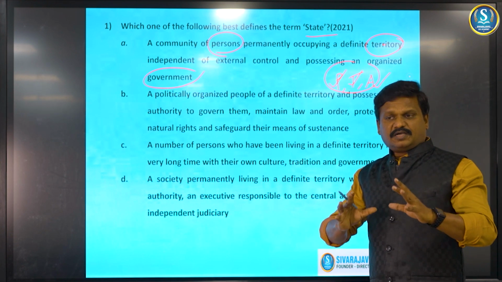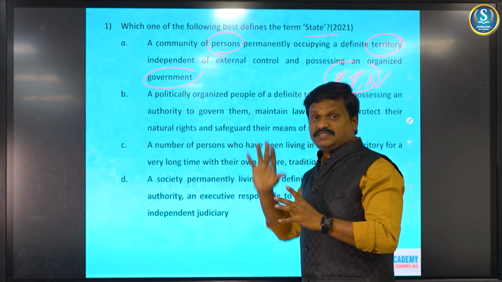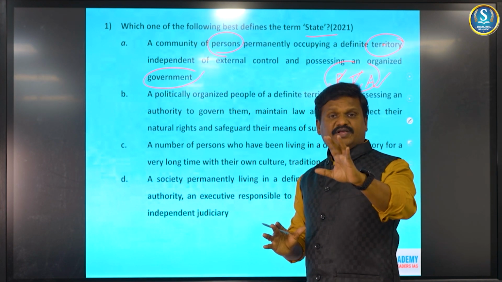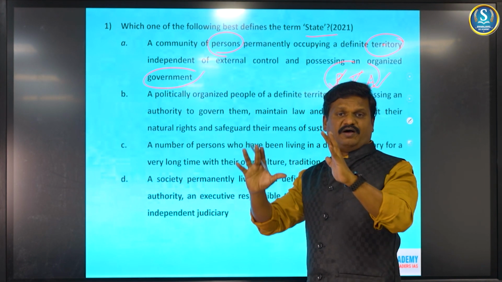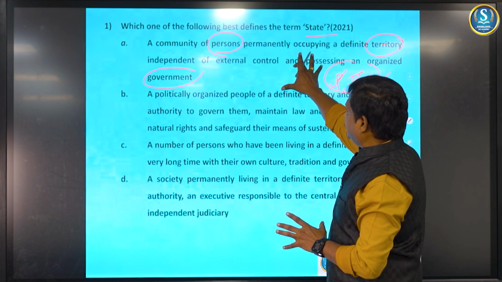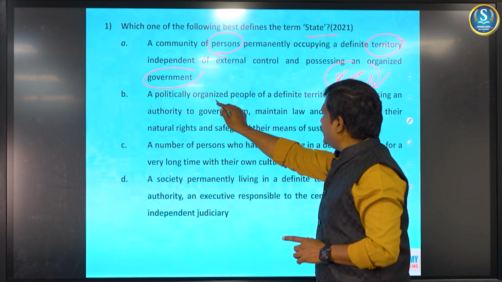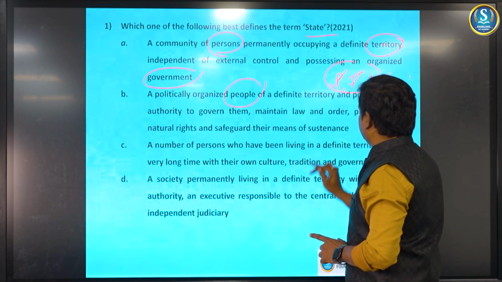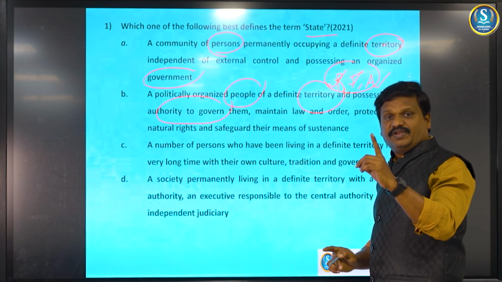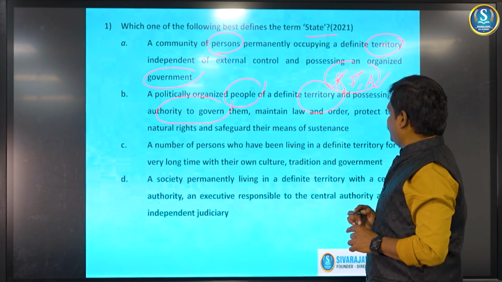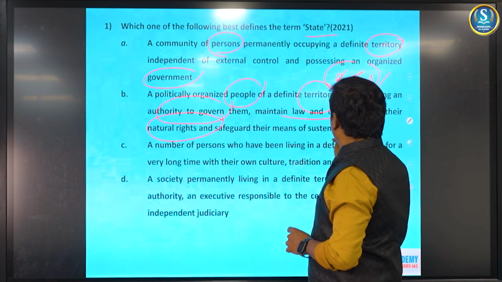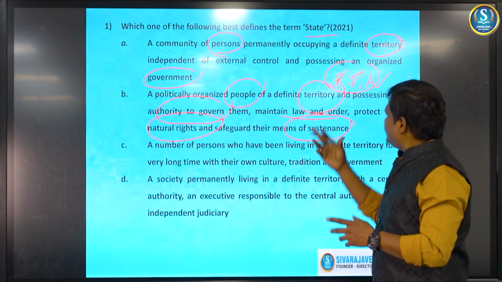But don't come to a conclusion that A is the best answer. Read B, read C, read D. After reading all the choices only, you have to finalize the answer. So, though we know all the 3 are present in A, we'll have to read B. A politically organized people, so population, territory, and authority to govern, government. But there are certain extra fittings they have given to this definition called maintain law and order, protect their natural rights, safeguard the sustenance. So extra things are there.